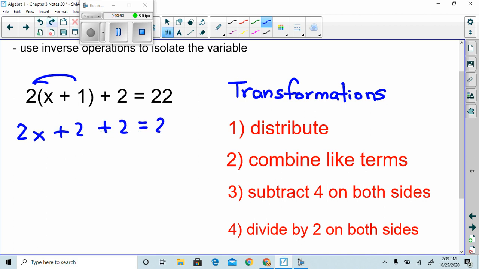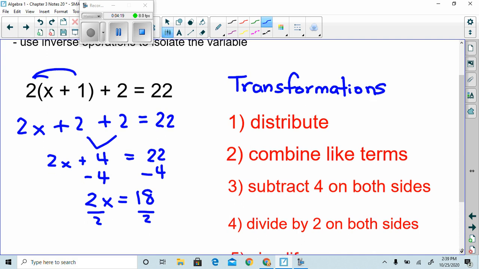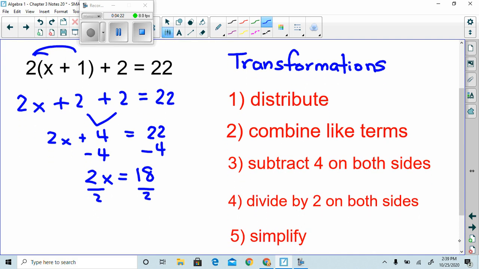So as I'm doing this problem, I'm noticing that step 1 was to eliminate the parentheses. Step 2 tells me to combine the like terms. Constants are like terms. Next step tells me to subtract 4 on both sides because that's my property of equality. And then you simplify. My next step tells me to divide both sides by 2. Again, division property of equality, inverse operation. And then I simplify one more time and I get x is equal to 9.